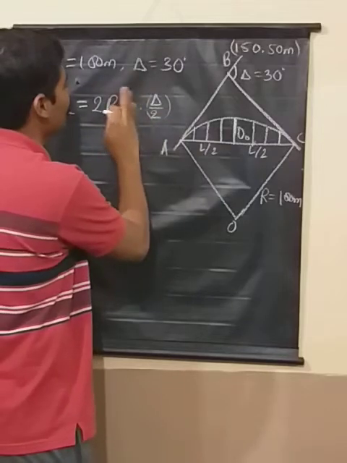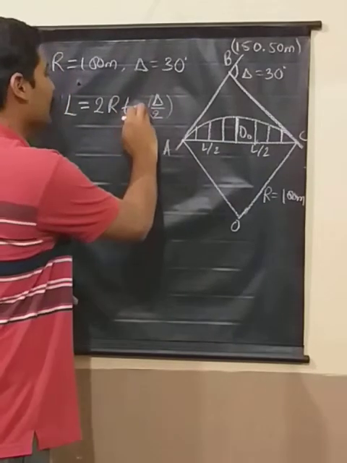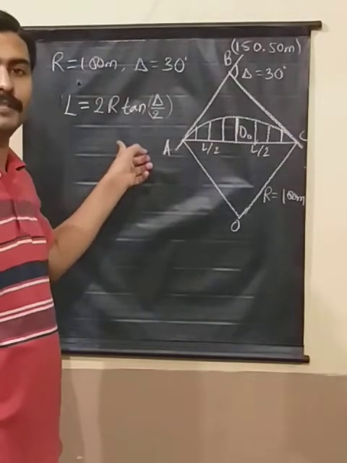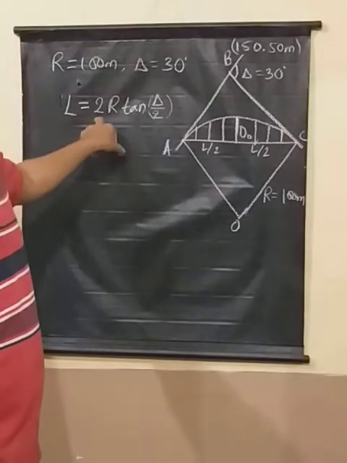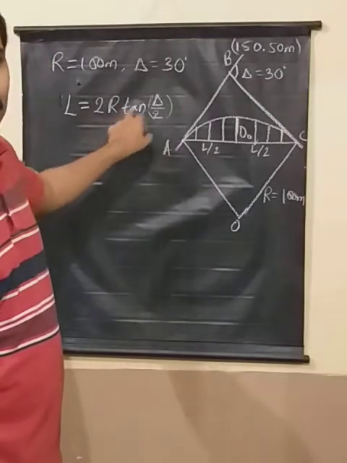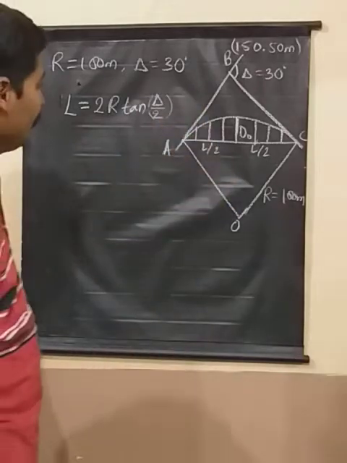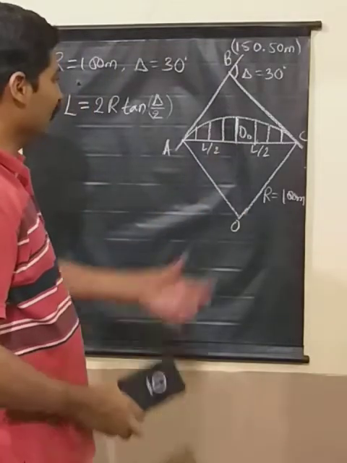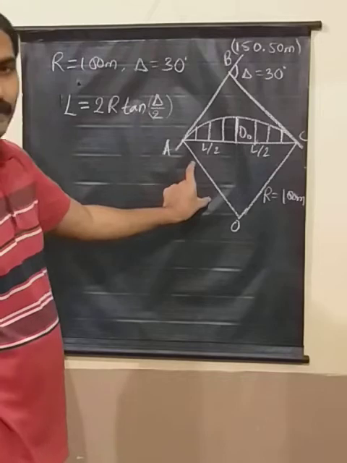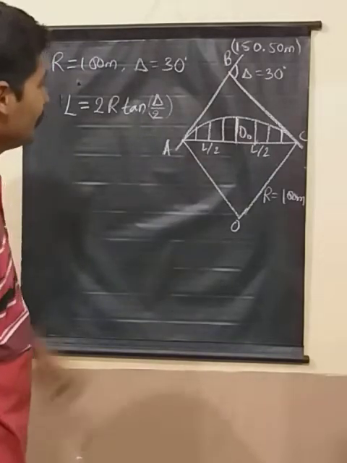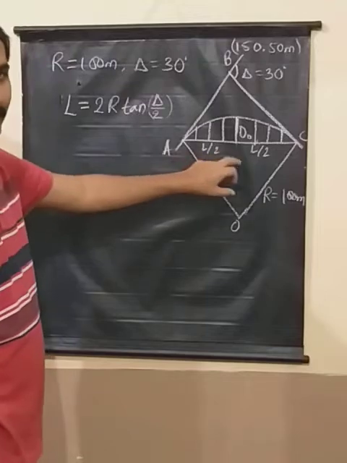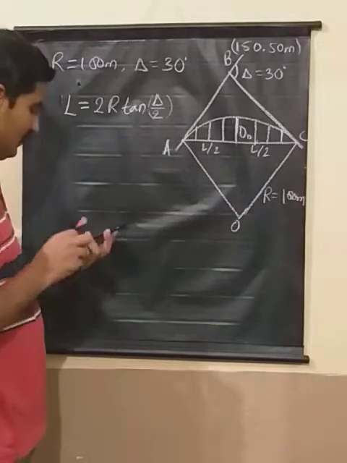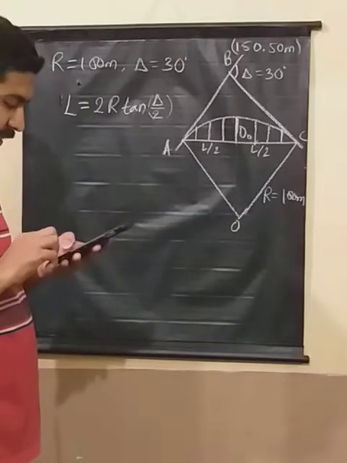Sorry, 2r tan delta by 2. This is what we have derived in the beginning of the curves session, right? So just confirm the formula. L is equal to 2r tan delta by 2, right? How we have done that is by considering the right angle triangle here. One of the sides is this and we know the hypotenuse, so using this triangle, we have found out what is L by 2. Now I will show you the calculation done for this.